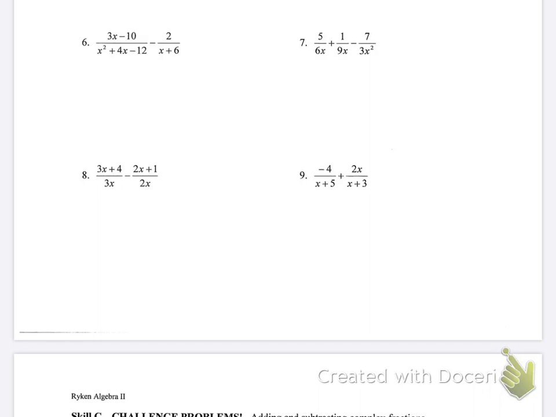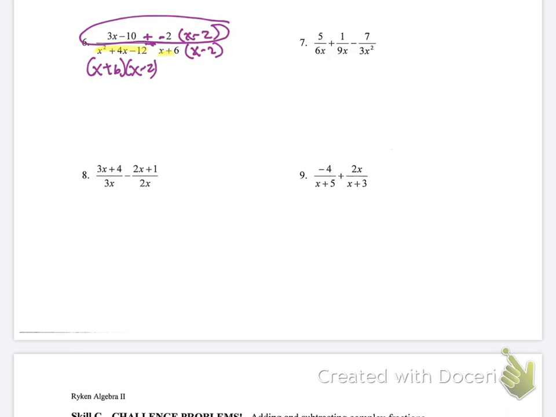So factor first because we want the same denominator. In number 6, this is already factored. This one is not, right? So what multiplies to negative 12 and adds to 4? X plus 6, x minus 2, right? So now I see that both of my fractions have an x plus 6, but the second one does not have the x minus 2. Okay, I also notice there's a minus in the middle, so I'm going to move that minus up with the negative 2, and then I'm going to focus on the numerator here.